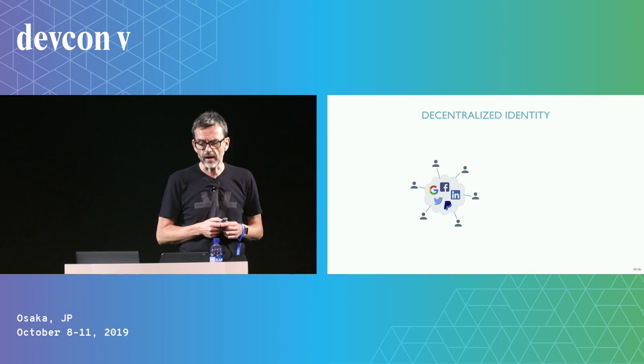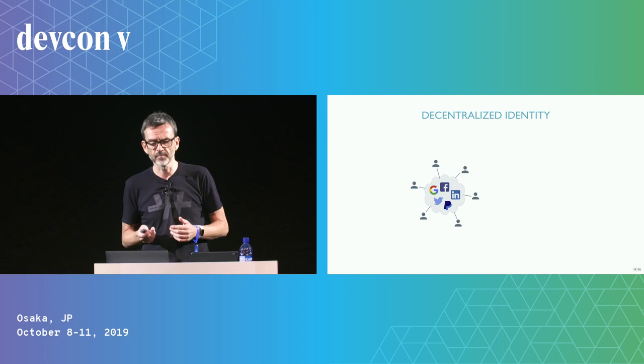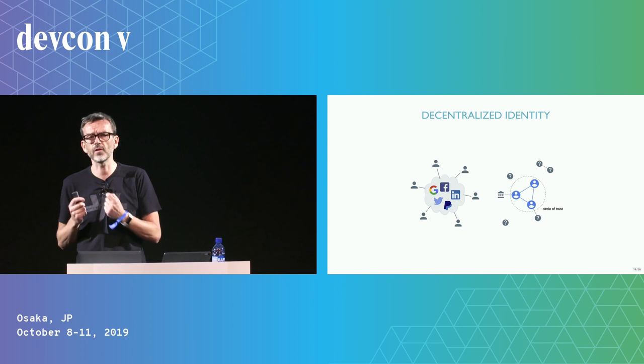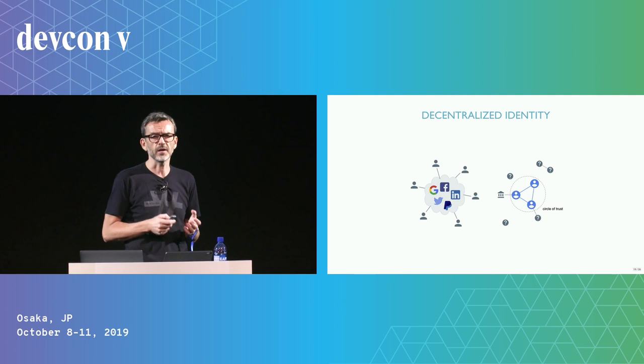So we have standards like self-sovereign identity and verifiable credentials, where users can control their identity with public-private key pairs. But even if you're an expert in this technology, it's still really cumbersome to use to do things like key management, key rotation, and key recovery.